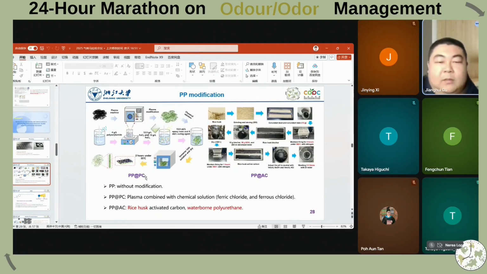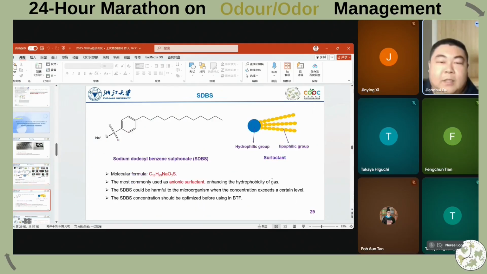The first one, we use the plasma combined with chemical solution. So we called it PP@PC. P means plasma, C means chemical solution. And another modification method, we use the rice husk activated carbon, because we use the rice husk as a raw material to make the activated carbon. We call it PP@AC.